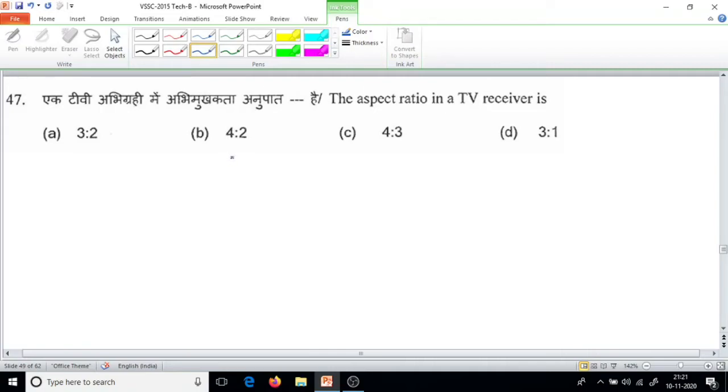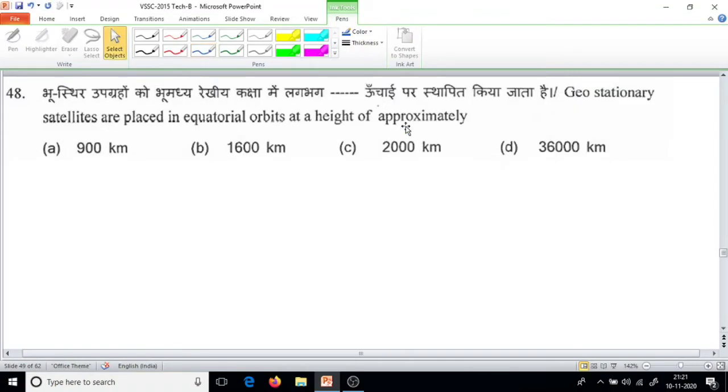Now, question number 47. The aspect ratio in a TV receiver is 4:3. It's a direct question. Question number 48. Geostationary satellites are placed in equatorial orbit at a height of 36,000 kilometer. It's also a direct question. Whatever satellites, geosatellites, communication satellites, all that ISRO sends, these are all at nearly 36,000 kilometer.